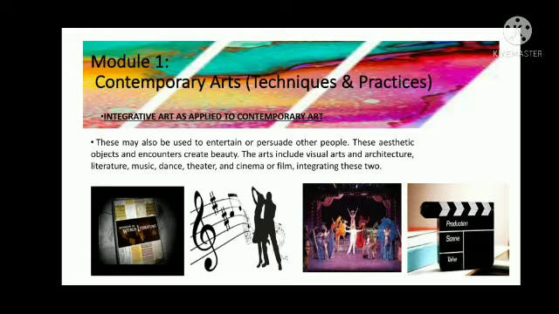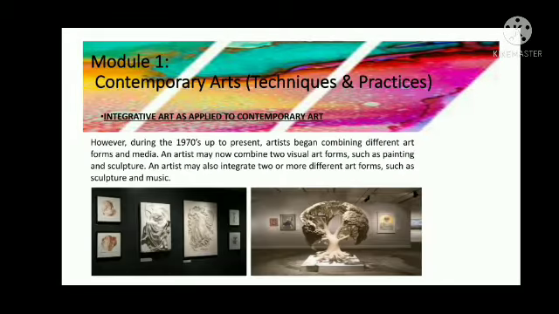However, during the 1970s up to the present, artists began combining different art forms and media. An artist may now combine two visual art forms, such as painting and sculpture. An artist may also integrate two or more different art forms, such as sculpture and music. Another example of integration in arts is performing dance with music and drama, just like in theater.